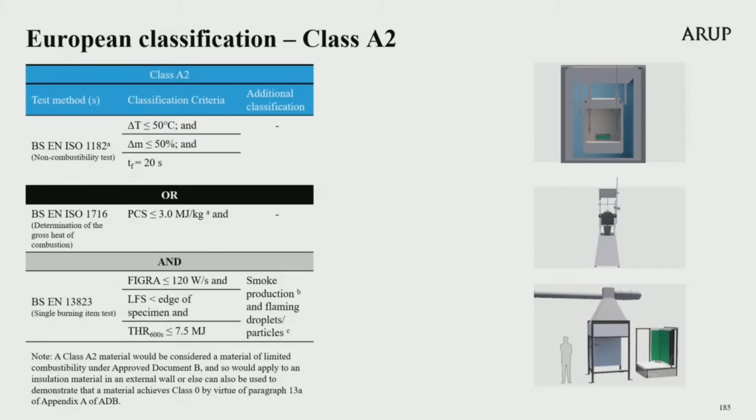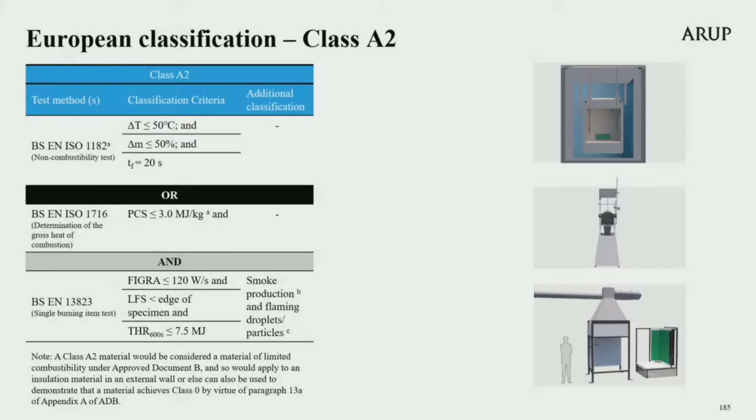In either combination, the single burning item test is required, and that's the test with a corner specimen shown in the bottom photograph. The material must achieve a fire index growth rate, FIGRA, of less than 120 watts per second in the single burning item test. The flame front must not extend to the edge of the long wing, and the total heat release in the first 600 seconds after the primary burner is ignited must not exceed 7.5 megajoules.